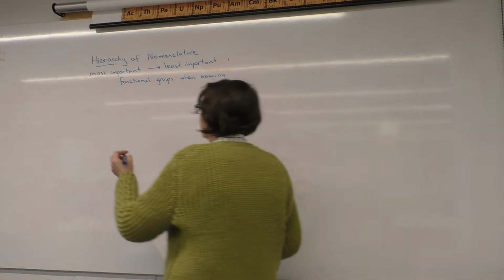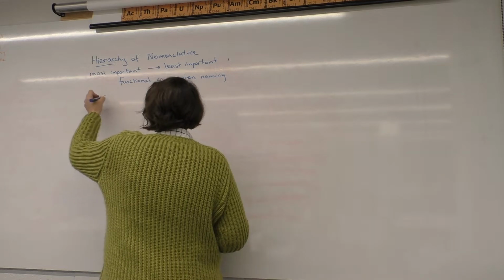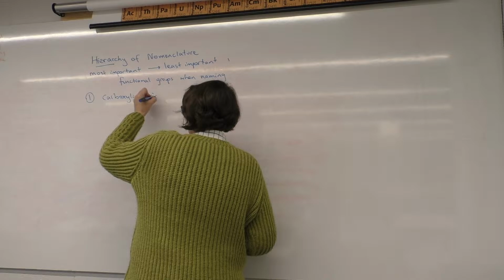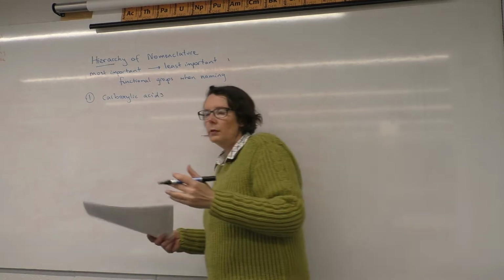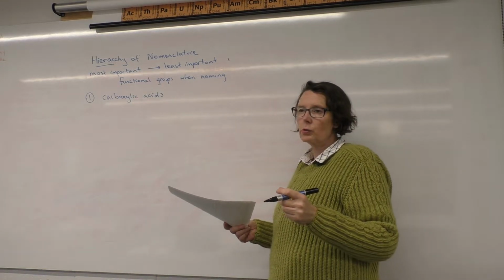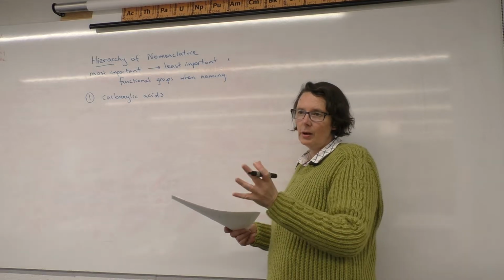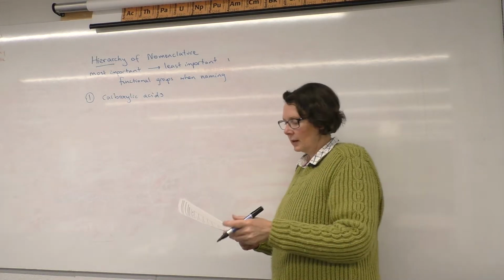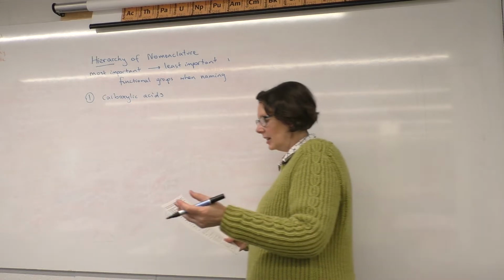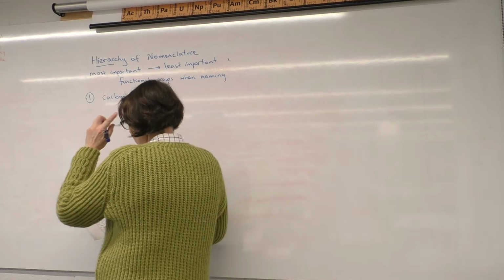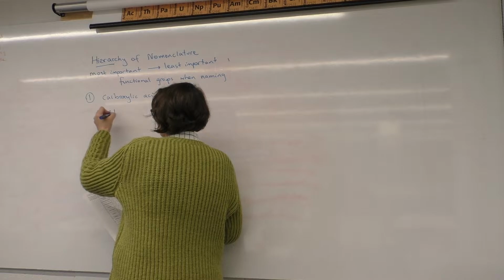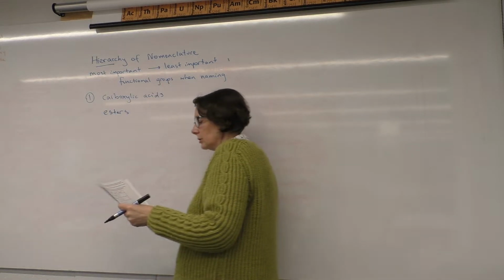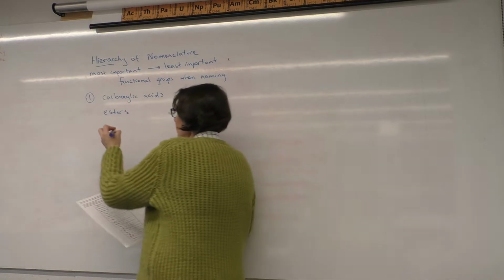So the most important ones are carboxylic acids, and that means that if you've got a carboxylic acid functional group present, you've got acid at the end of its name. Acid anhydrides are next, which aren't important for us, and then esters are next. Acyl halides, we don't worry about that.